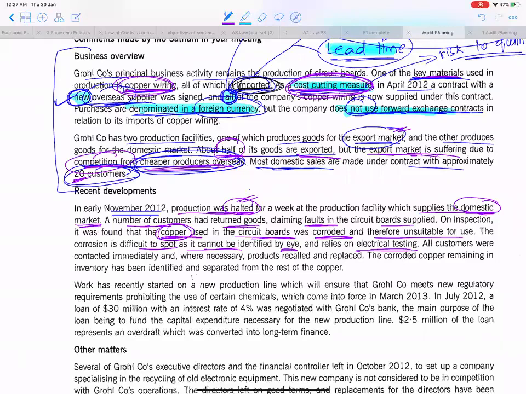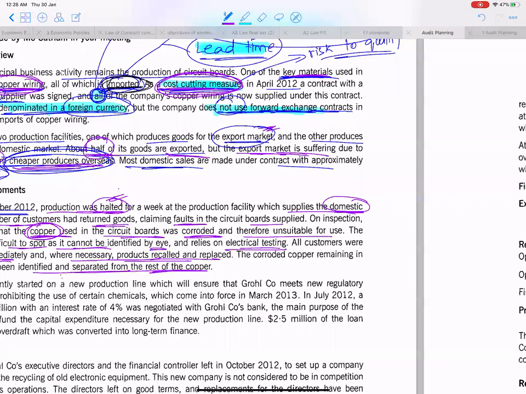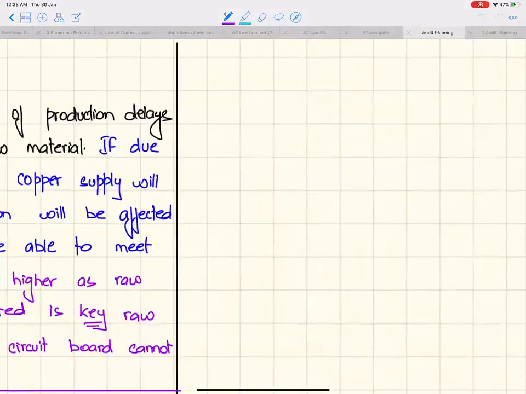All customers were contacted immediately, and where necessary, the products were recalled and replaced. The corroded copper remaining in the inventory has been identified and separated from the rest of the copper, but still I will say that this will affect your reputation, because you have supplied something wrong to the customers. Okay, so now let's write some risk. The first risk which I'm writing is cost-cutting measure, because this was the risk which I identified earlier, but I didn't write it at that time, because I said that I will refer to this incident.